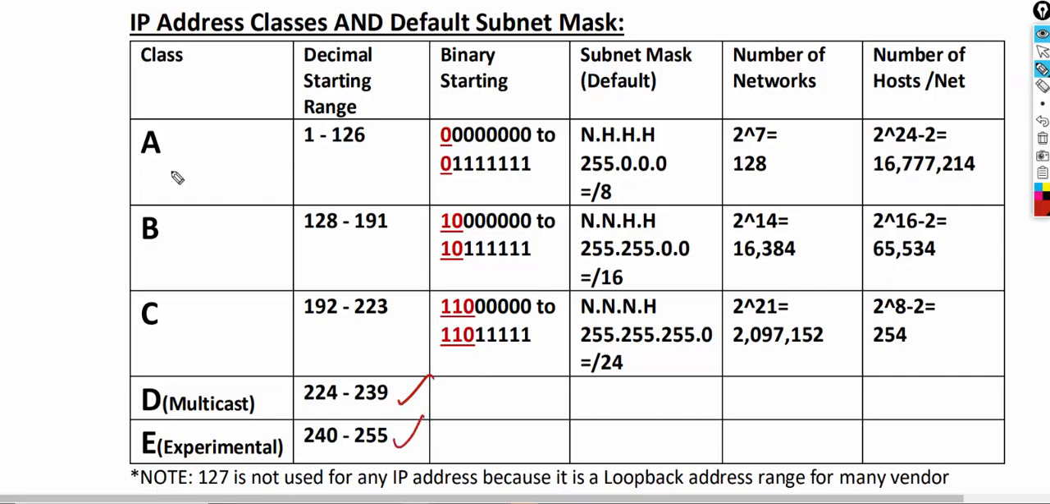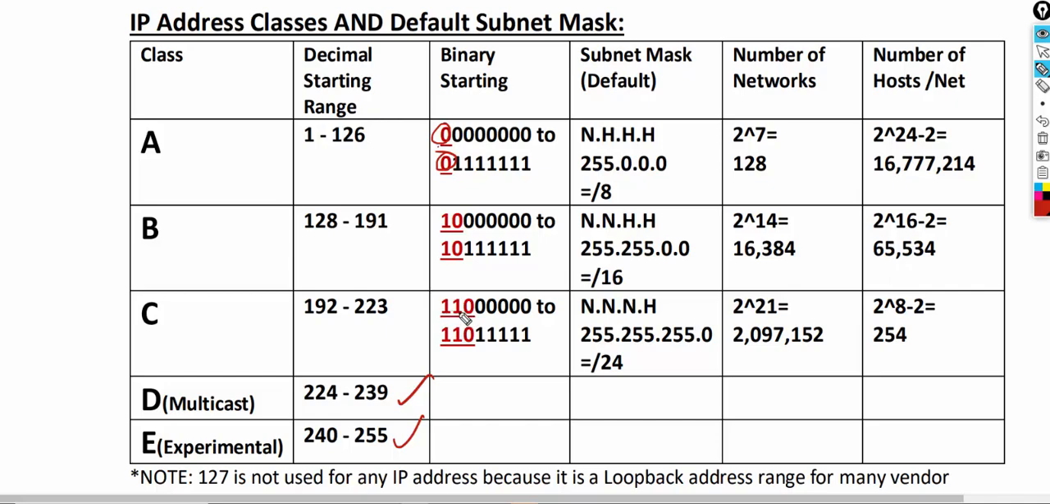Now we'll focus on only these 3 classes. Okay, look at this one. In binary, if the first bit starts with 0, it is class A. Binary can be all 0, up to 0 1 1 1, those are the space. In the case of class B, if the address starts with 10, it is class B, or 128 to 191. For class C, it is 110.